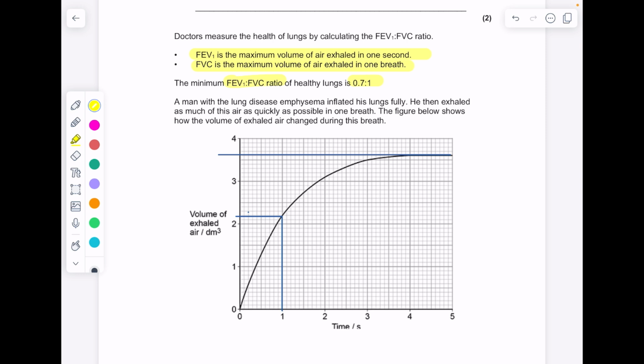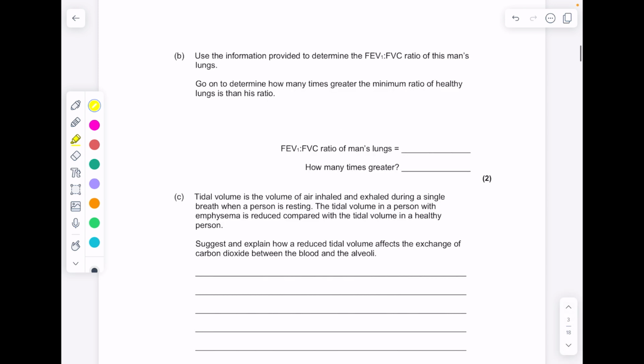A man with the lung disease emphysema inflated his lungs fully. He then exhaled as much of this air as quickly as possible in one breath. The figure below shows how the volume of exhaled air changed during this breath. Use the information provided to determine the FEV1-FVC ratio of this man's lungs. Go on to determine how many times greater the minimum ratio of healthy lungs is than his ratio.